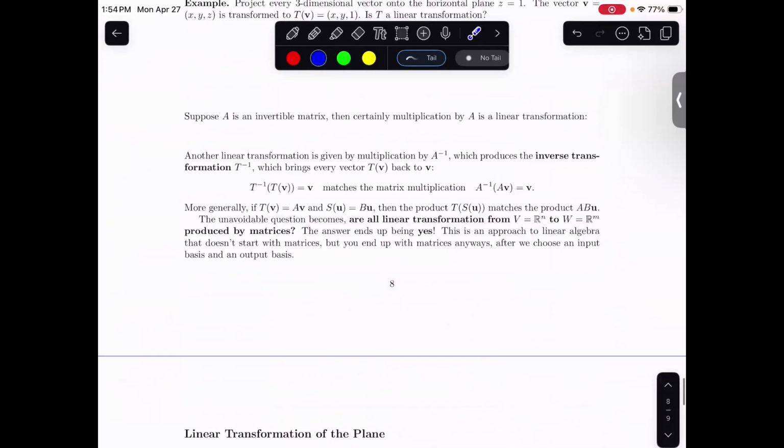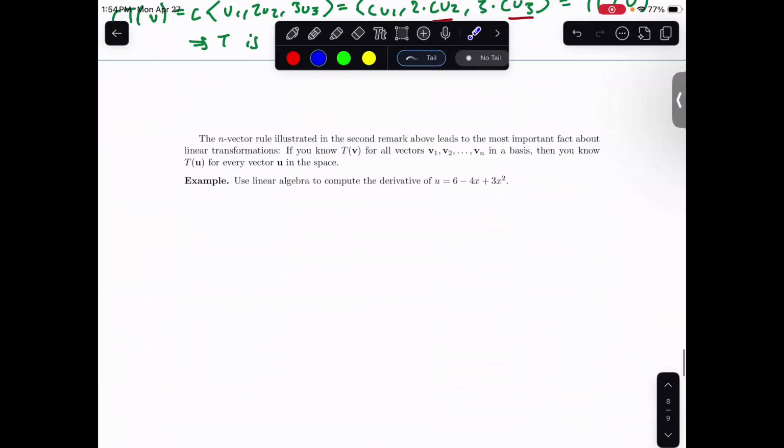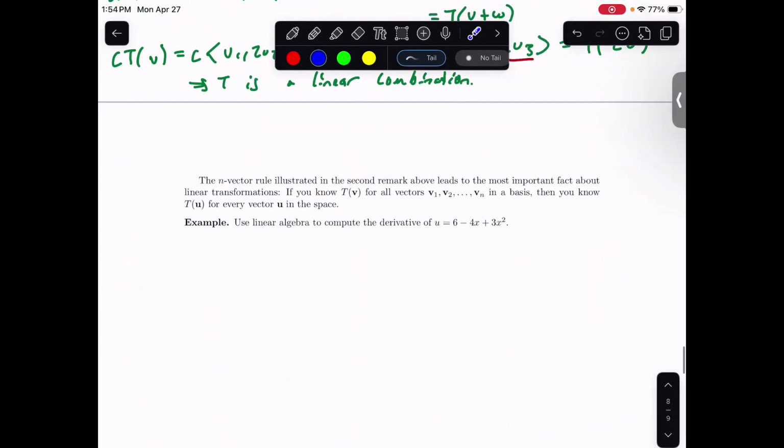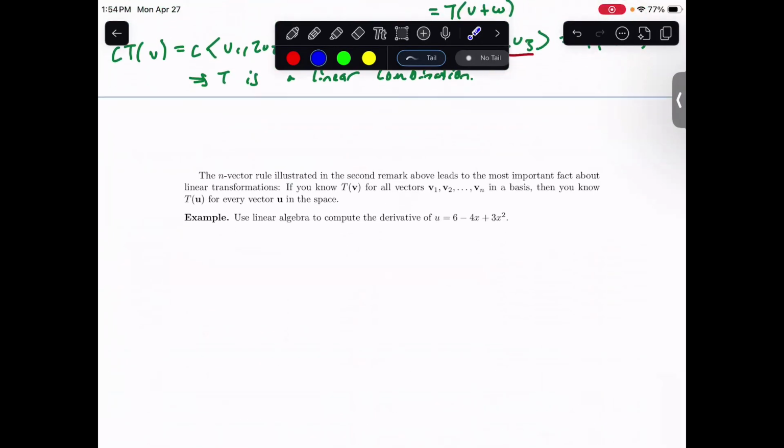What else do we got? Okay. And so the n vector rule illustrated in the second remark above leads to the most important fact about linear transformations. So I'm mentioning this remark that we have here, which says if you understand a basis, you understand all the outputs. And so if you know T of V for all the basis vectors, then you know T of U for every single vector U in the space.